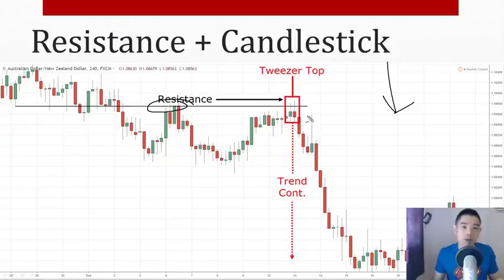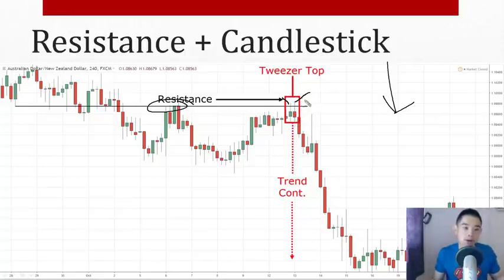And number three, do we have an entry trigger? Yes, we have this tweezer top over here, right? Price rejected once and rejected twice, based on this long upper wick on this candlestick pattern. So it's telling you that the market is rejecting higher prices in a downtrend at an area of value, which is resistance. So this is a possible shorting opportunity.